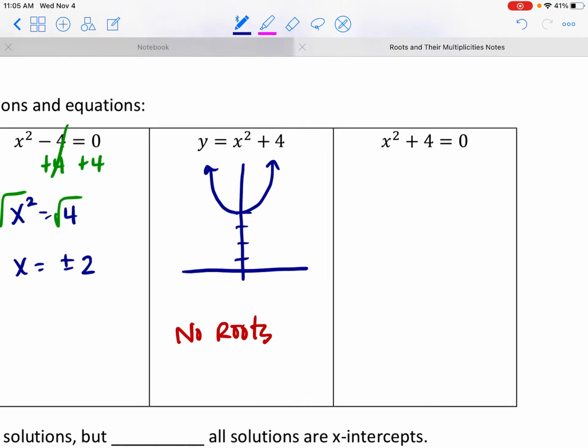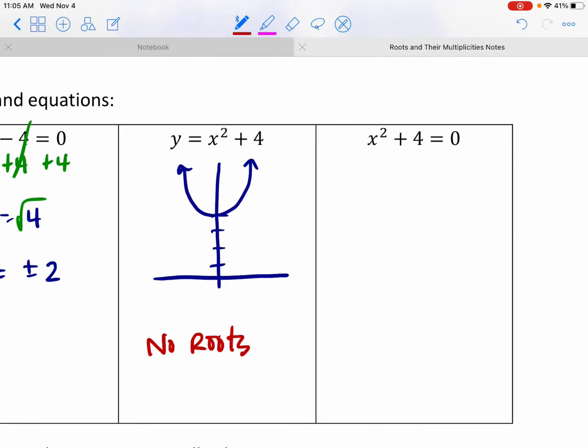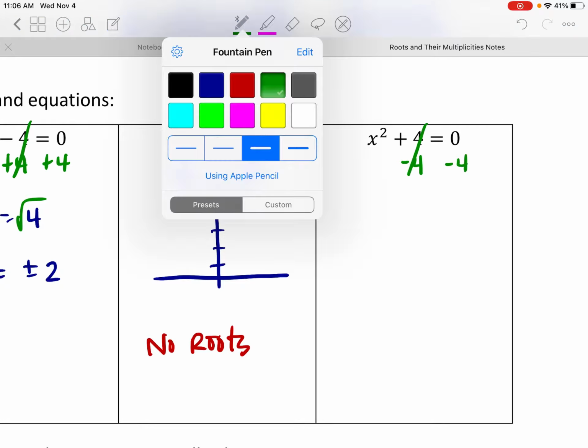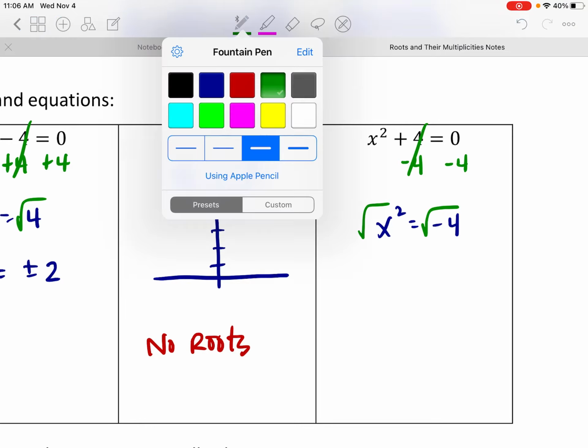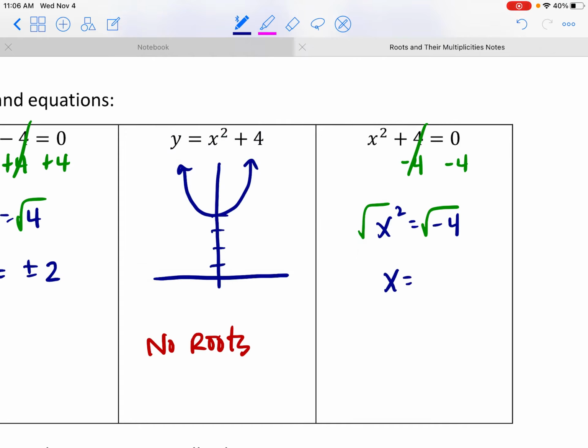Now, I can still solve this related equation using our square root method. If I subtract 4 from both sides, it just means that when I go to take the square root, what kind of number am I taking the square root of? Well, I'm taking the square root of a -4, and so my solutions are going to be plus or minus 2i. Our solutions are imaginary. So what we want to say here is that there are no real roots. It's just that the roots are imaginary.